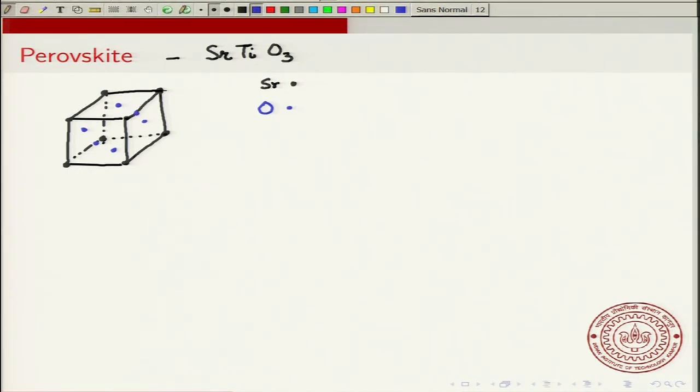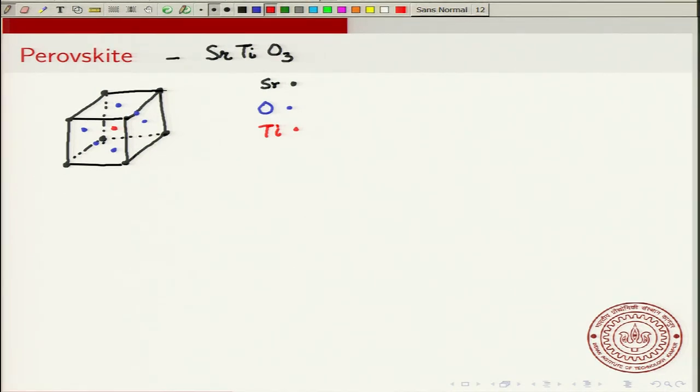So you have 6 oxygen atoms, each of them contributes half to this unit cell. So in this unit cell you have 3 oxygen atoms. So these are the oxygen, and then the titanium you put right at the middle, at the body center of this cube. So this will have the formula SrTiO3, and this is the structure of perovskite. This is the basic structure of perovskites.